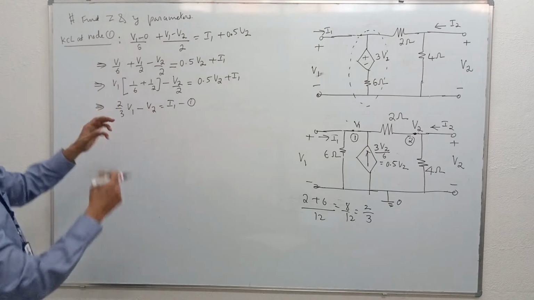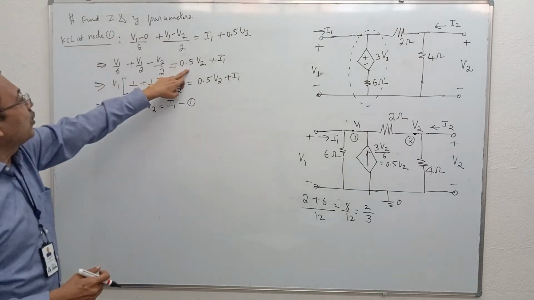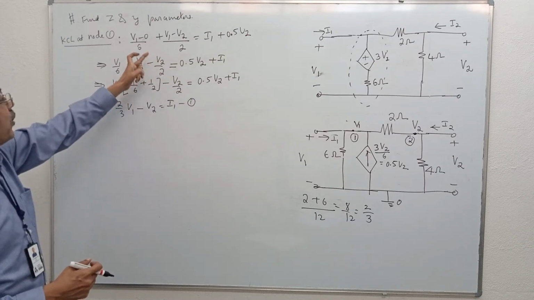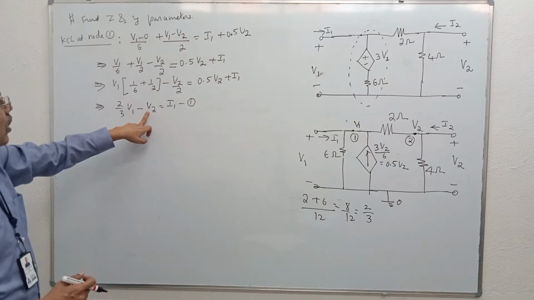Now like terms I will add: 1 by 6 plus 1 by 2 is 2 by 3. This 0.5 V2 I will take to the left side. So minus V2 by 2 minus V2 by 2 means minus V2 is equal to I1.